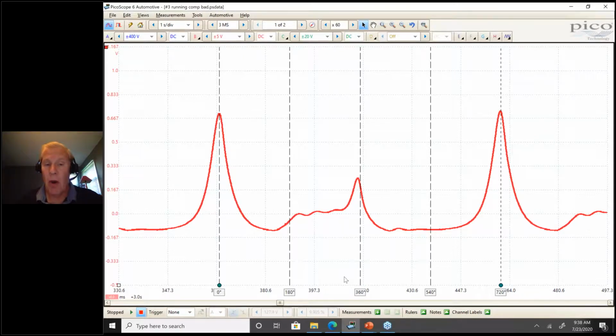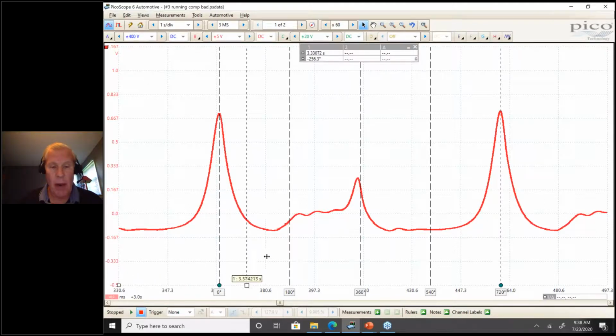I want to measure the EVO. So I grab my cursor. I want to get it on top of that 180 as best I can, but with Pico, I can be a little bit lazy. I'll just type in 180 and it'll move the cursor for me. So I got a rock solid 180. I get my other cursor.